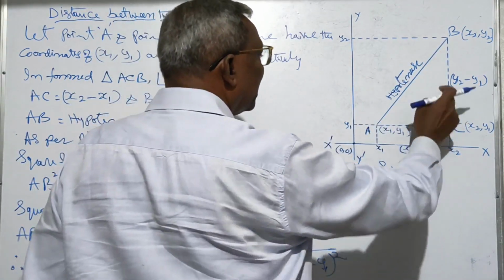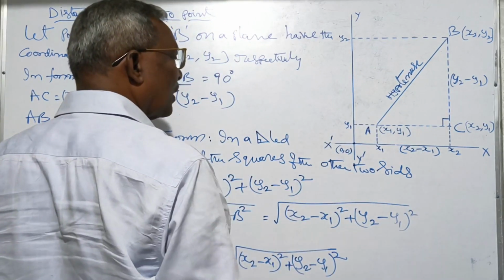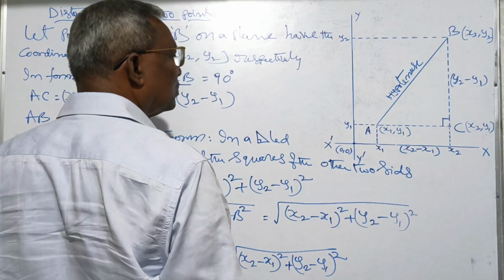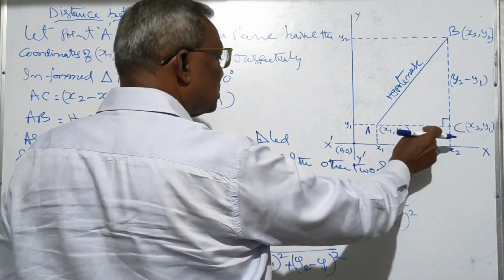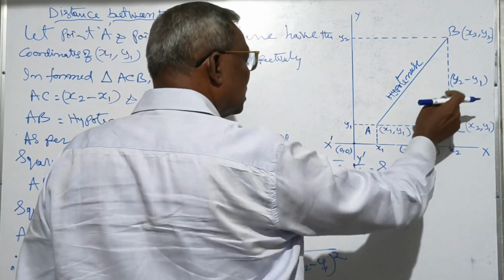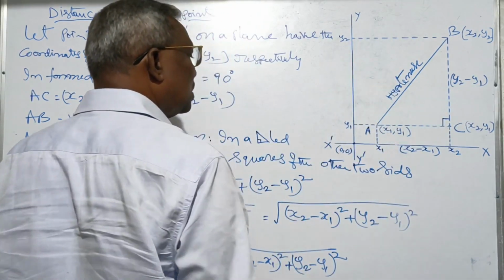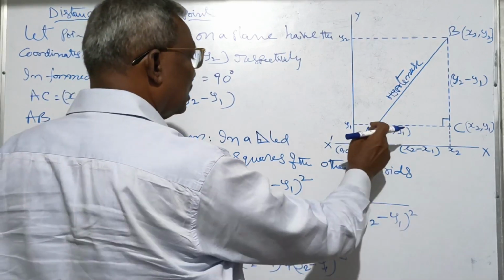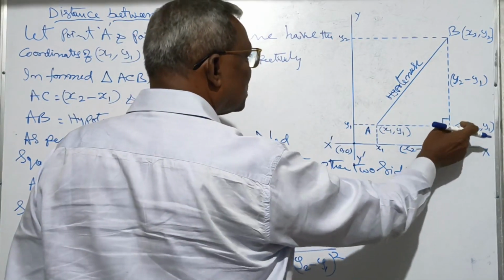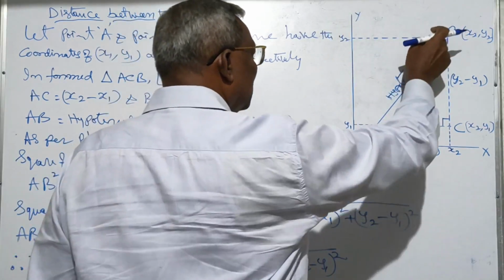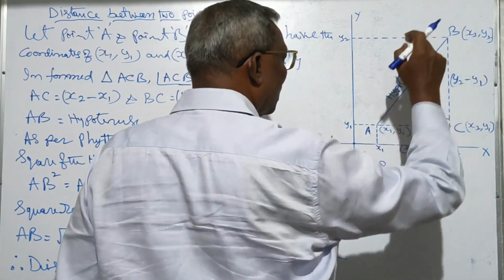When it is a right angle triangle, as per the Pythagoras theorem, the square of the hypotenuse is equal to the sum of the squares of the other two sides. So here AB square is equal to AC square plus CB square.